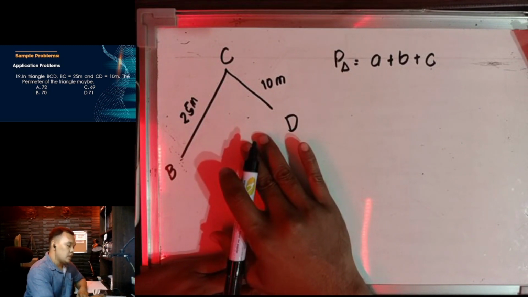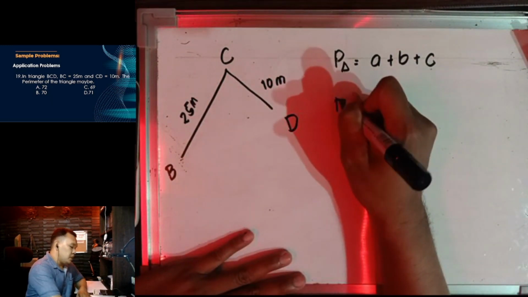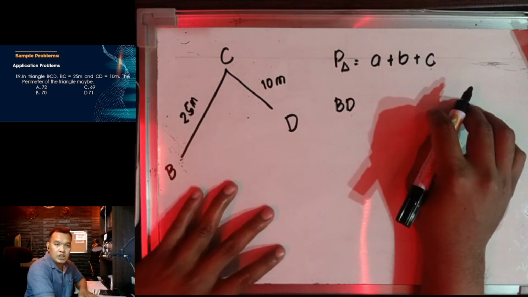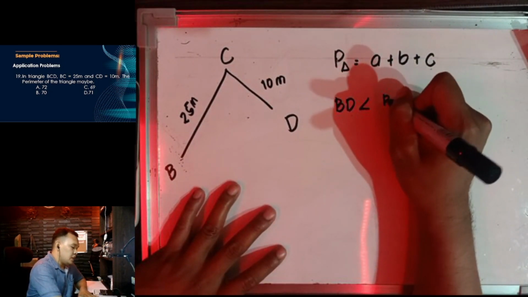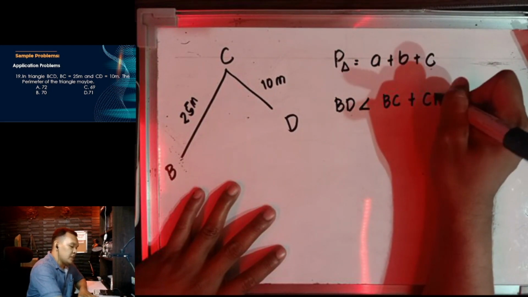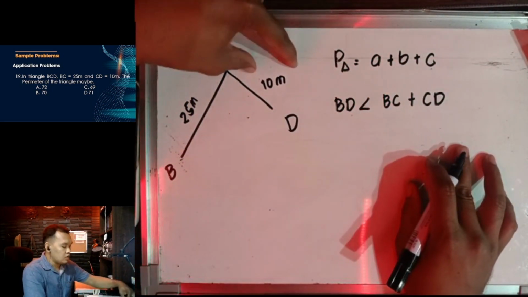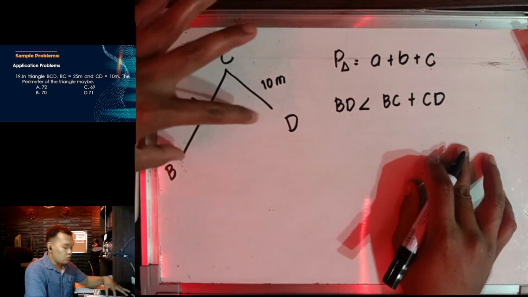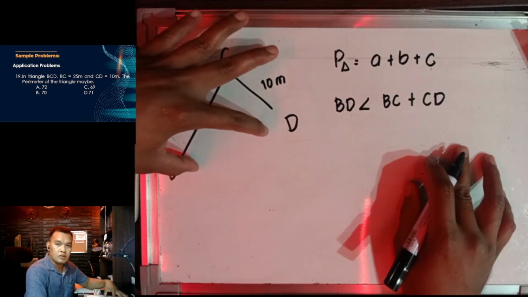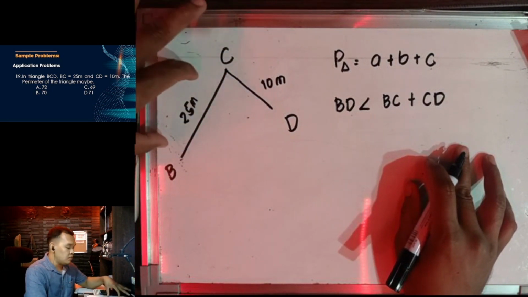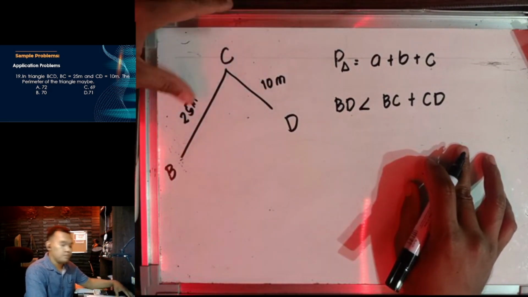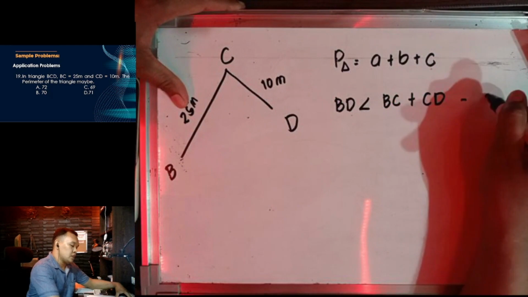But we could say that BD, or side BD, should be less than BC plus CD. So when we add these two, this one here should be smaller, no? Meaning, this side is smaller compared to the sum of these two sides, no? So that's our first assumption.